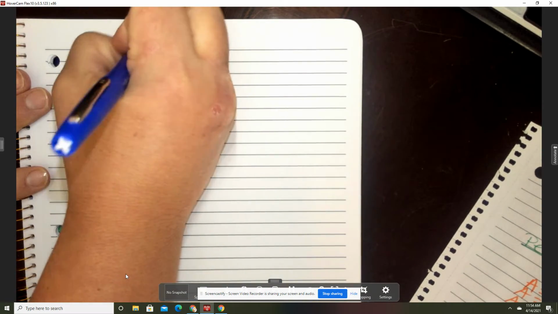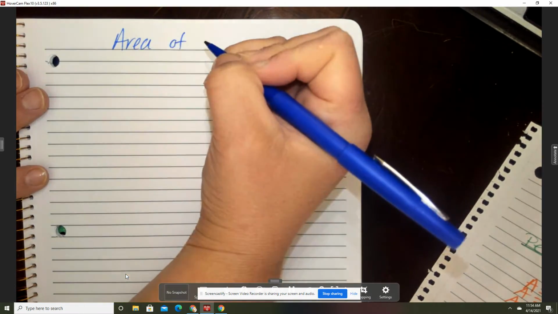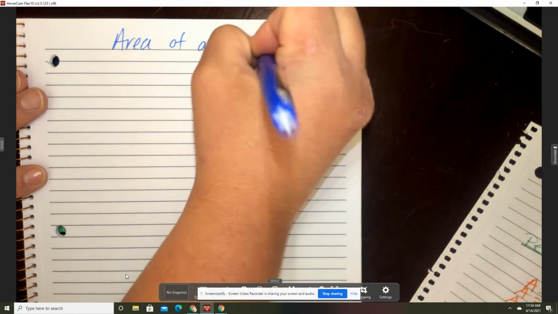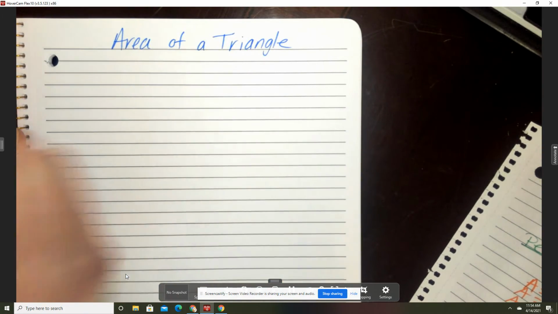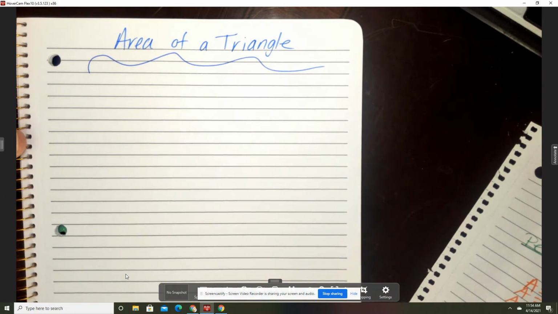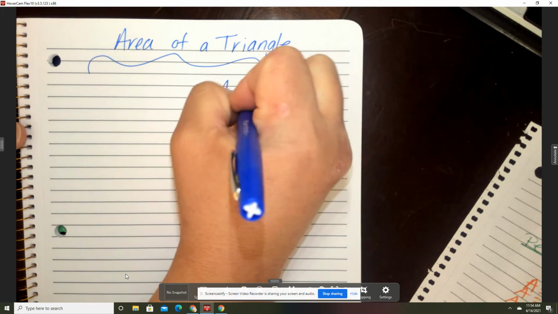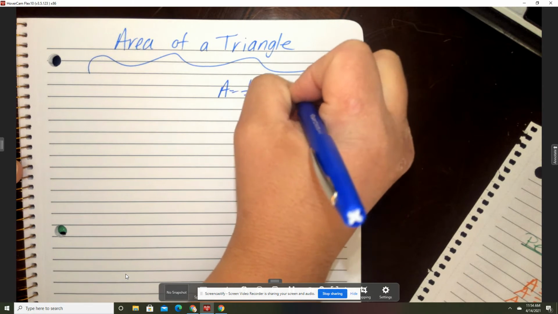Okay, so then we get to area of a triangle. And guys, I'm not going to lie, this one is probably the one that confuses my students the most. But if you just remember your formula, you will be fine. Okay? So area of a triangle. The formula is half base times height. So that just means that you're looking at half of the base times the height.